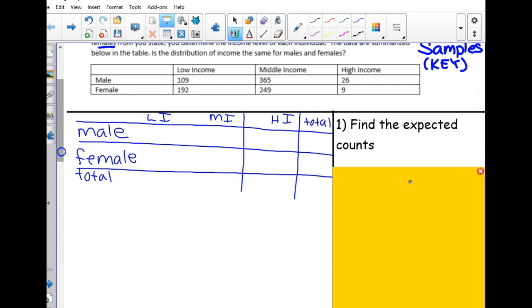Does anyone want me to rewrite the formula down for expected counts? Okay, it is row total times column total divided by your table total.